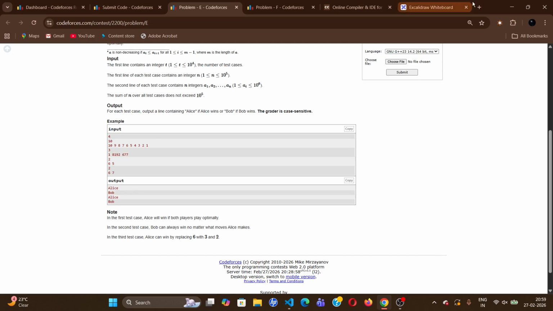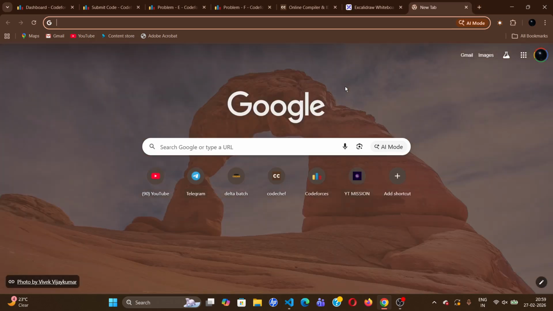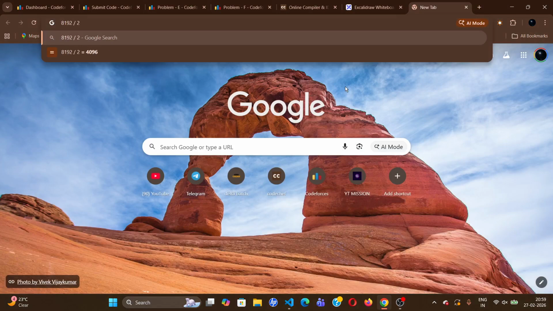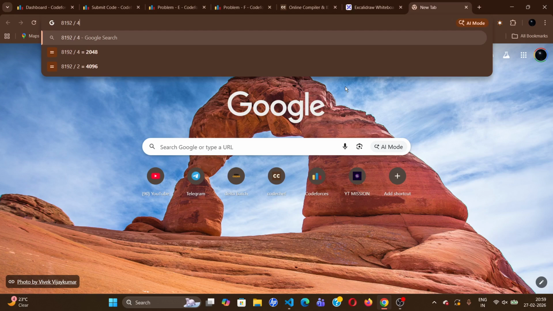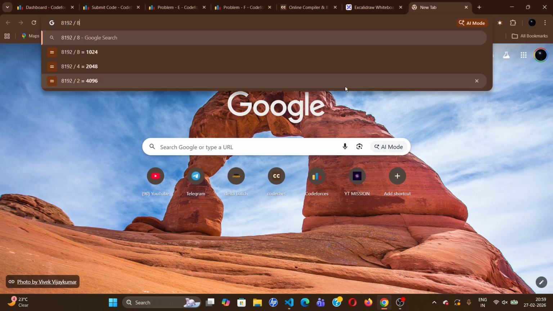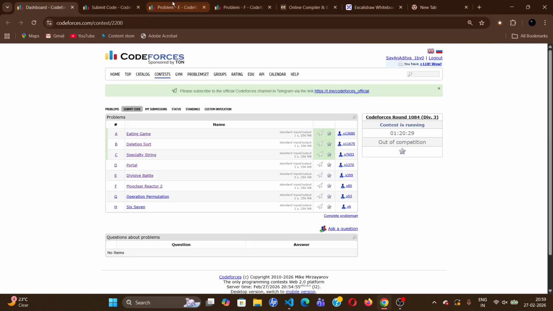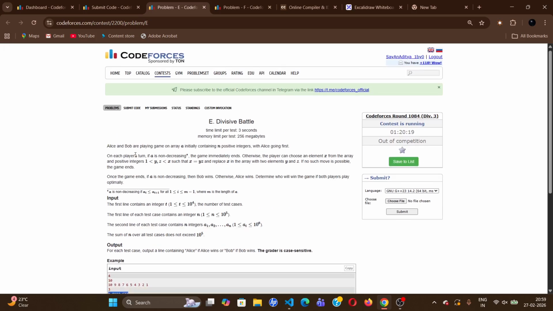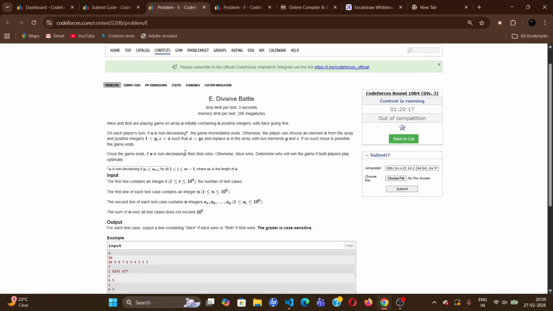But if Alice makes the move. Okay, so 8192, 8192, 4096, 2048. Okay, so it's a power of 2. But Alice can make it non-decreasing. If it is non-decreasing, the game immediately ends.